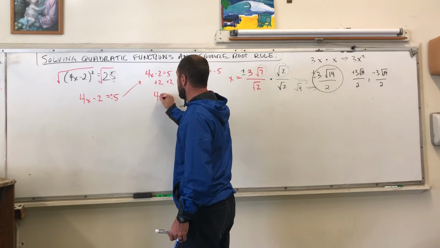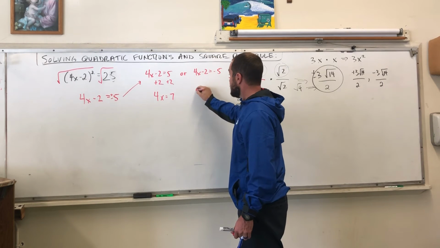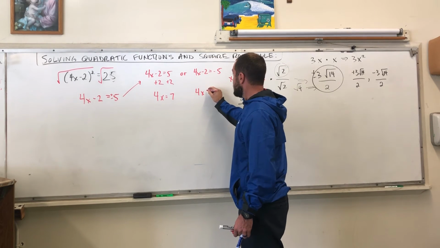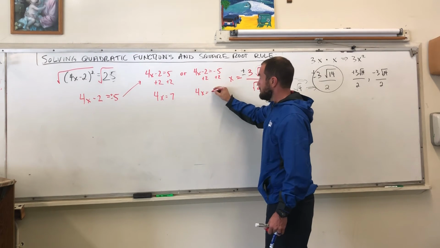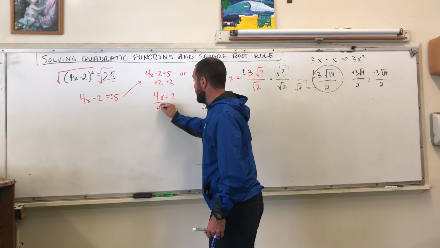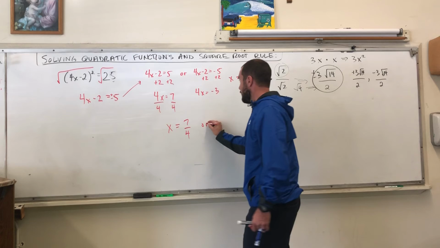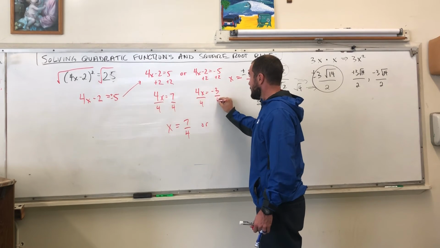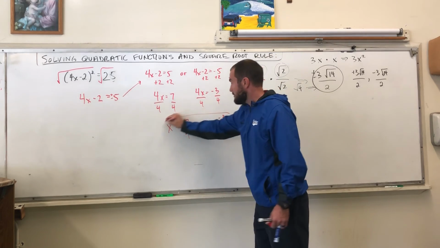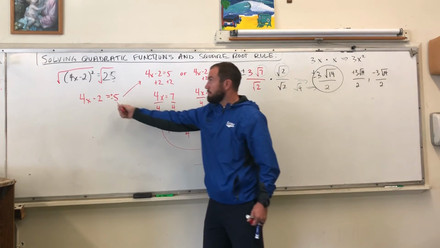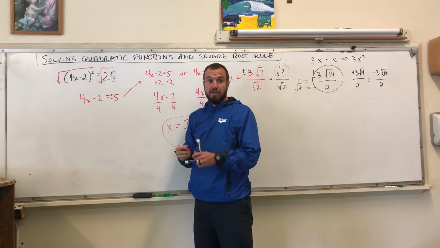Add 2, 4x is equal to 7. 4x, add 2. This is negative 5 plus 2, so this is actually negative 3. Divide by 4, x is equal to 7 over 4, or negative 3 over 4. You see how those two answers come from the idea that square root of 25 is really actually 5 or negative 5.